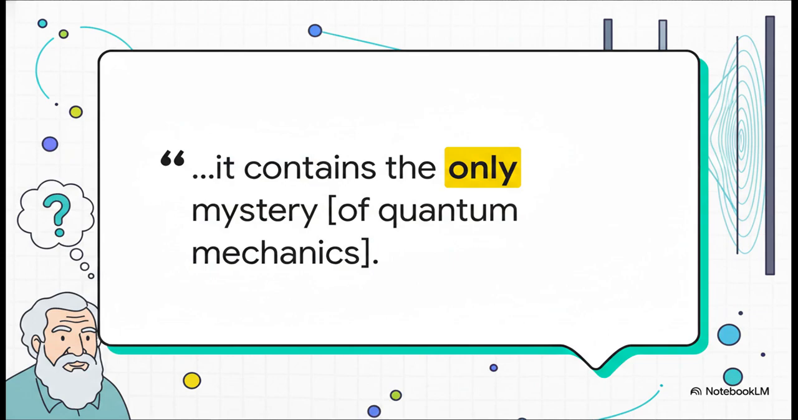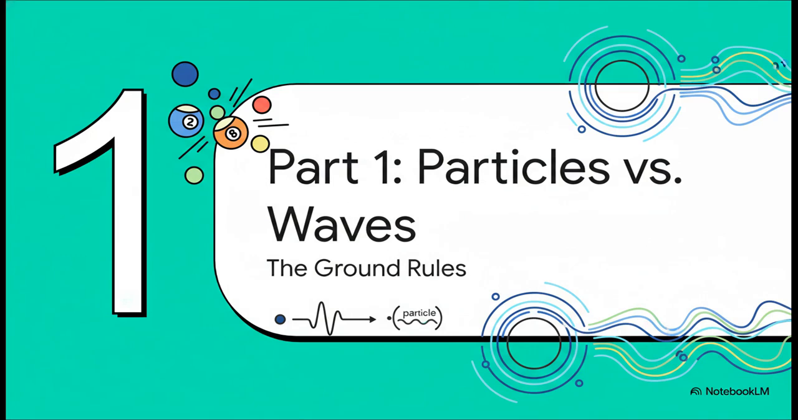The legendary physicist Richard Feynman himself said that this one experiment contains the only real mystery of quantum mechanics. His point was, if you can really truly wrap your head around this, you've understood the absolute core of the quantum world. So before we get to that big mystery, we need to set the stage. Let's start with the world we all know, the common sense world.